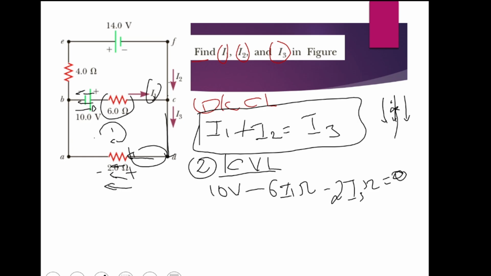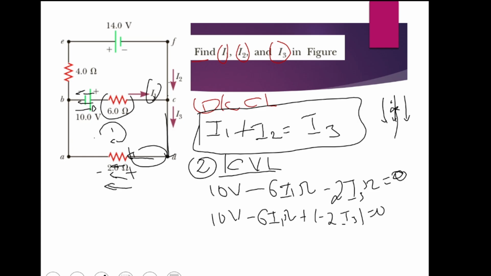which must be 0, which means the voltage rise at each point and the voltage drop at each point must be added together to give us 0, because energy is conserved, not created, not destroyed. The amount of energy raised must be dropped across each resistor in the circuit. That's what it tells us. So 10 volts minus 6 I1 minus 2 I3 is equal to 0.